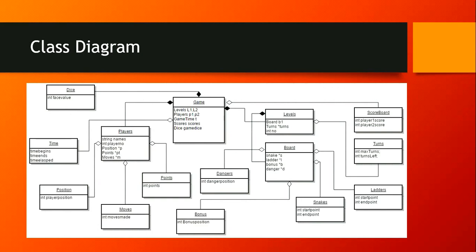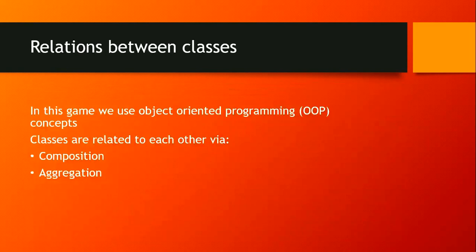Class diagram: have a look at our class diagram. The main class is game and its subclasses are dice, players, board, levels, and scoreboard. And game time: as you can see, players, dice, and levels are composed with the game, and time and scoreboard are aggregated with it. Now we will move forward.